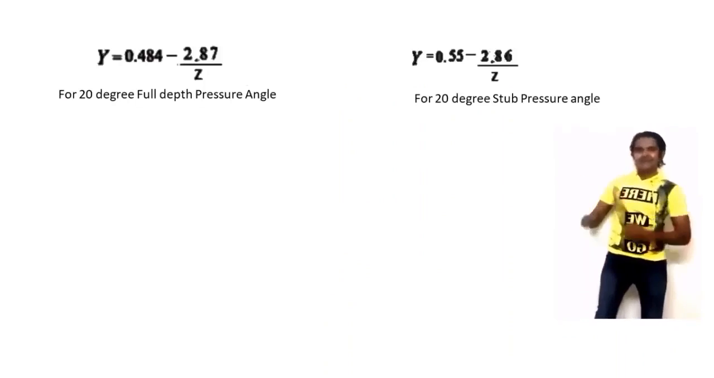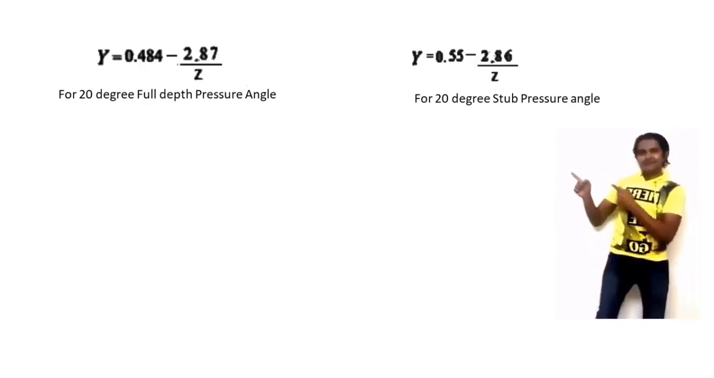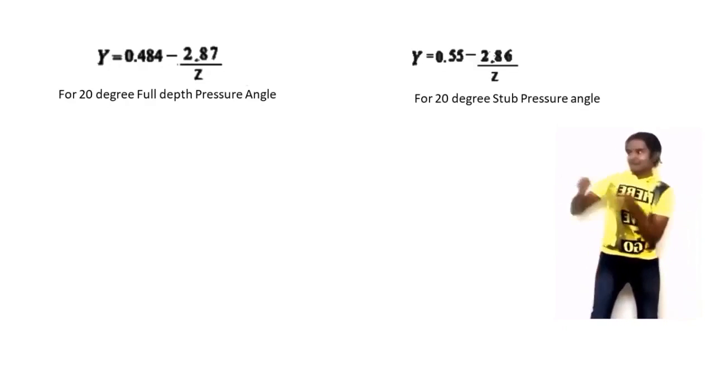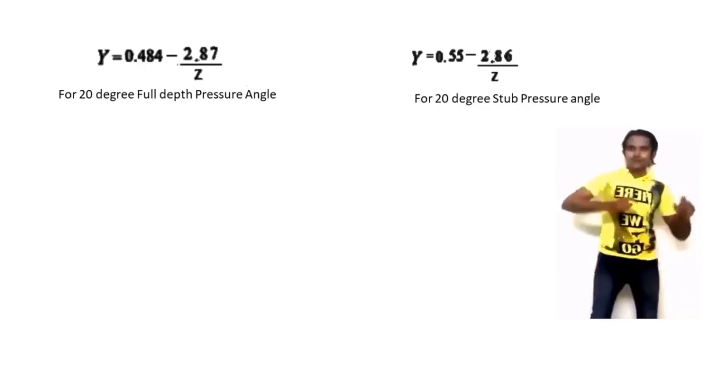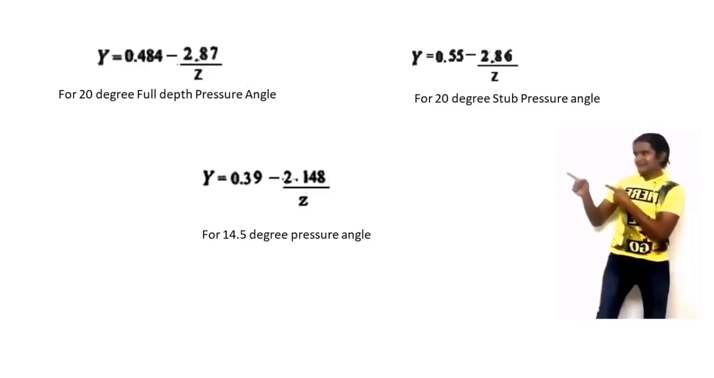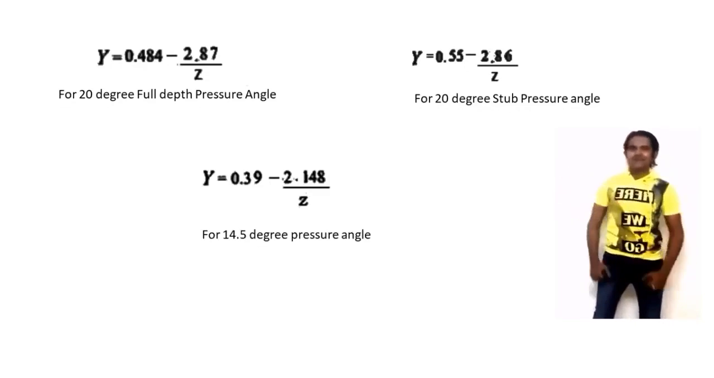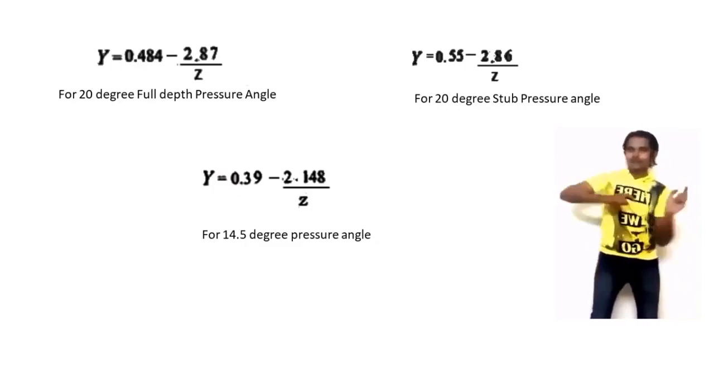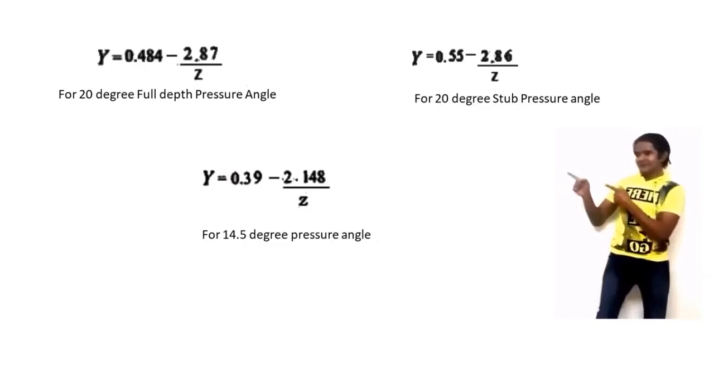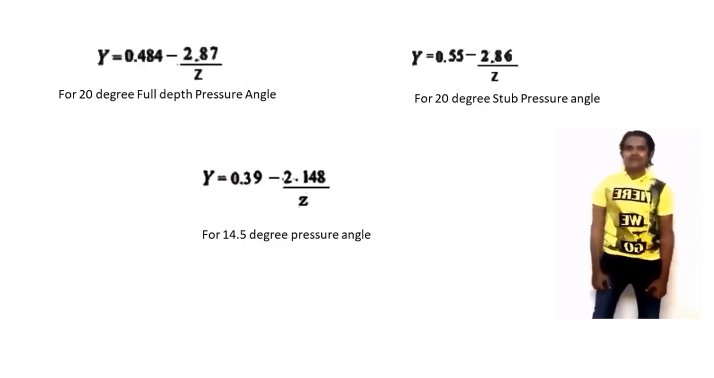For 20-degree full depth pressure angle, we saw the formula. But what if the 20-degree stub pressure angle numerical is given? Then the formula for Lewis form factor capital Y will be 0.55 minus 2.86 upon Z. And for 14.5 degree pressure angle, the formula will become 0.39 minus 2.148 upon Z. So in the numerical, you should carefully see which pressure angle is given, and accordingly select the formula. Remember, these formulas are not there in Bhandari design data book. Lewis form factors are not there. You should learn them by heart.